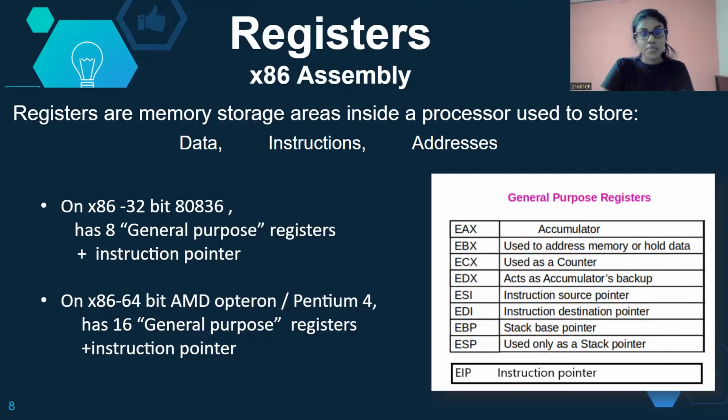So these are the general purpose registers that we have in x86 32-bit: EAX, EBX, ECX, EDX, ESI, EDI, EBP, and ESP.